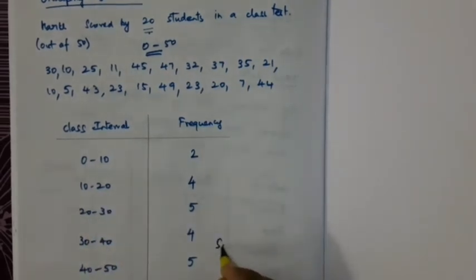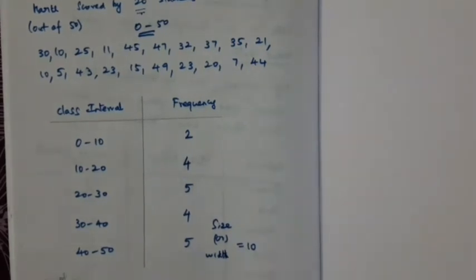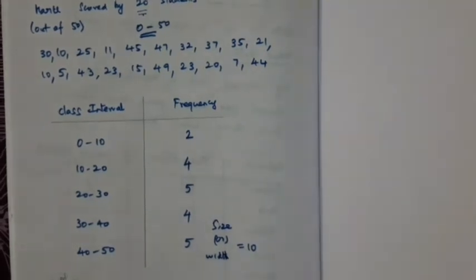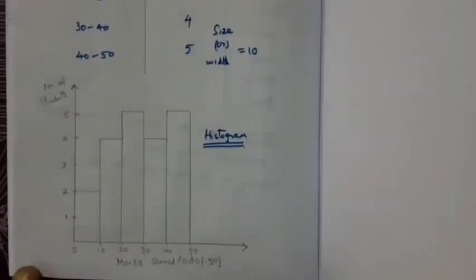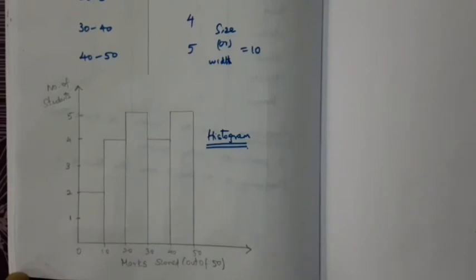So what is the size or width of the interval? Here it is 10. The size or width of the interval is 10. So this is how you have to draw a histogram for a particular data. By this we are completing the introduction part for data handling.